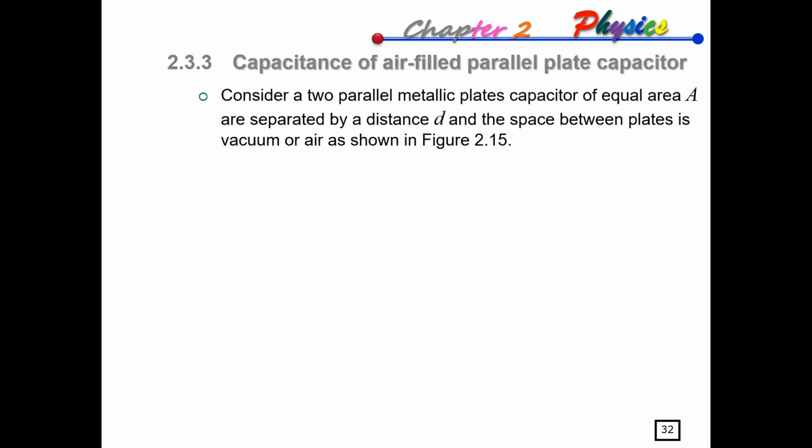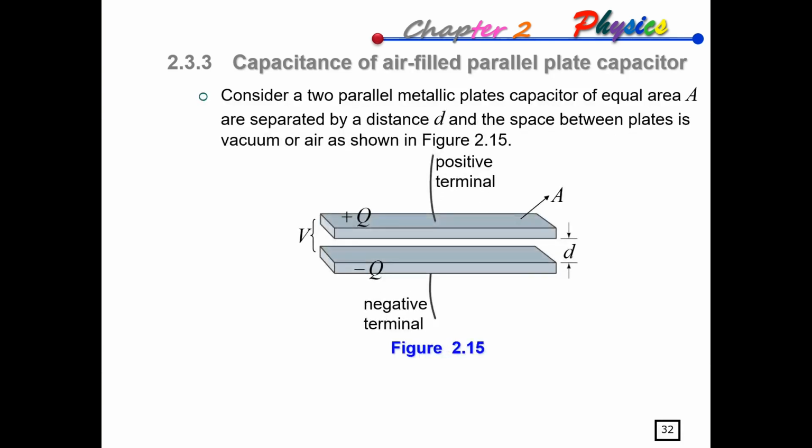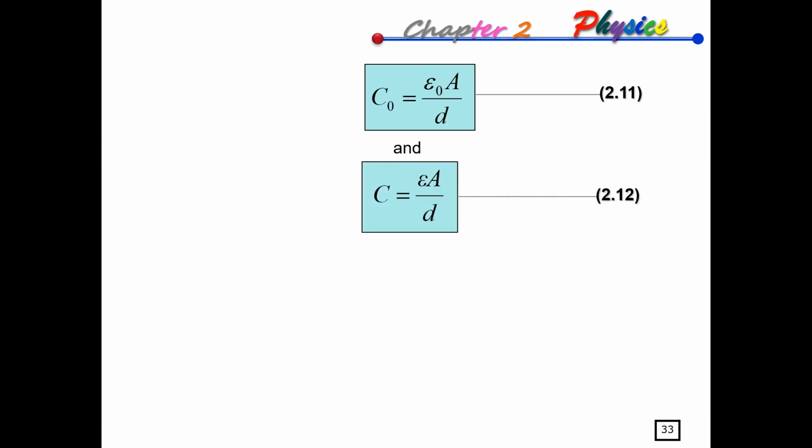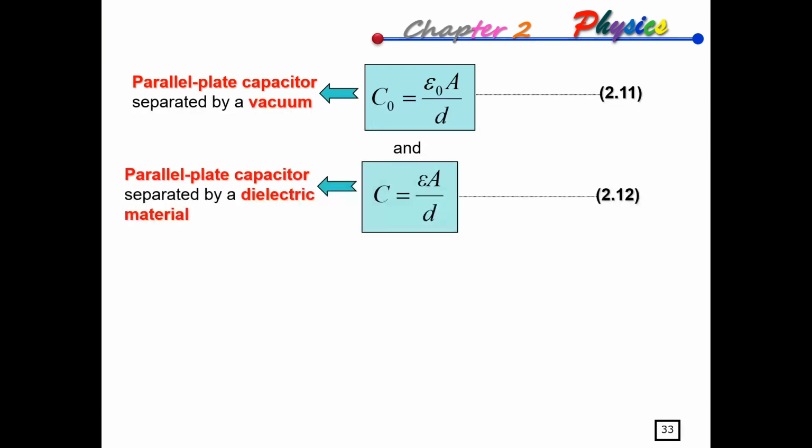A capacitor can be considered to be a parallel plate capacitor, where A is the area of the plates, D is the distance between plates, positive Q or negative Q are the charges on each plate, and V is the potential difference between the plates. So here we have the formula for a parallel plate capacitor: C naught equals epsilon naught A over D, and C equals epsilon A over D.